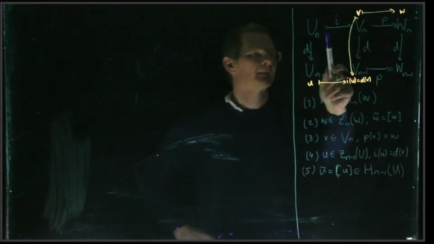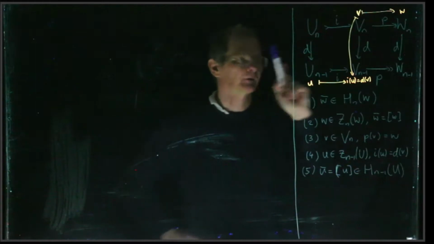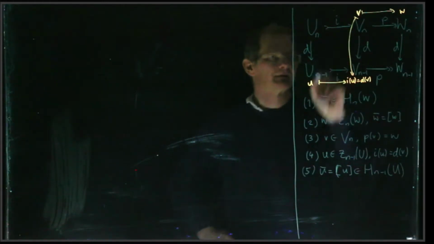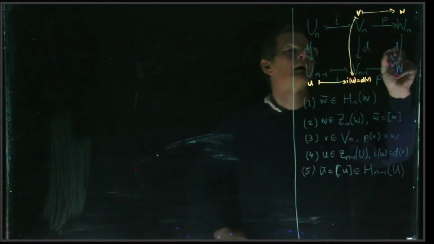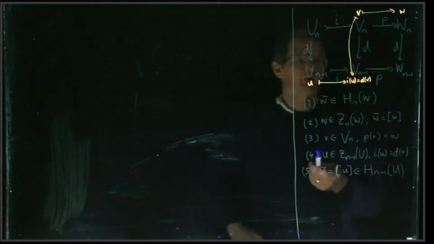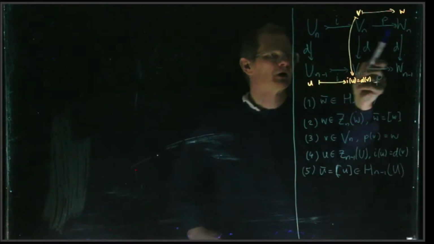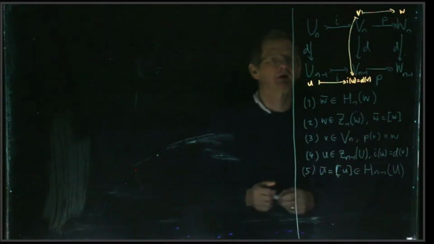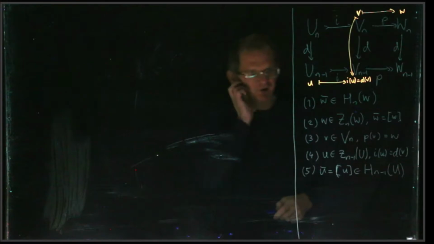We had chain maps i and p like this, so di is id, which means the left square commutes, and dp is pd, which means the right-hand square commutes. And we're assuming that on each row we have a short exact sequence as part of our background assumption. And then we define the group of snakes.